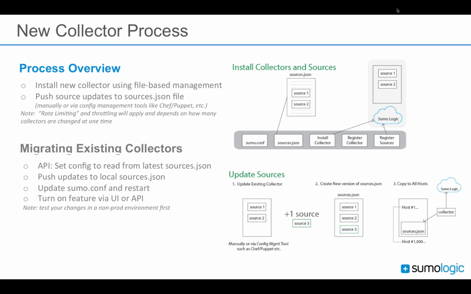Trying to take a look at my slide here. And also, you can copy the sources.json file to all of your hosts using some sort of automation tool, whether it be Chef or Puppet, or even some homegrown tool that you might have. So host 1 through host 1,000, or however many you have.